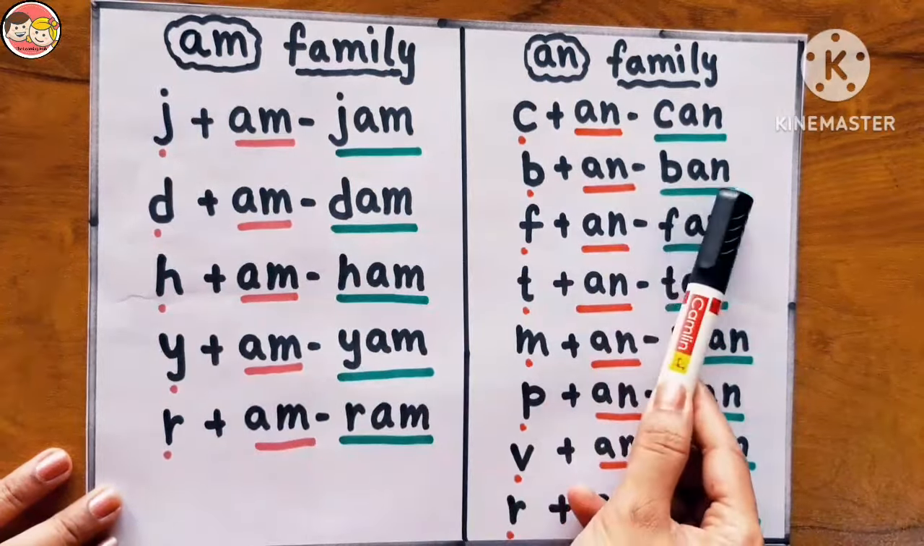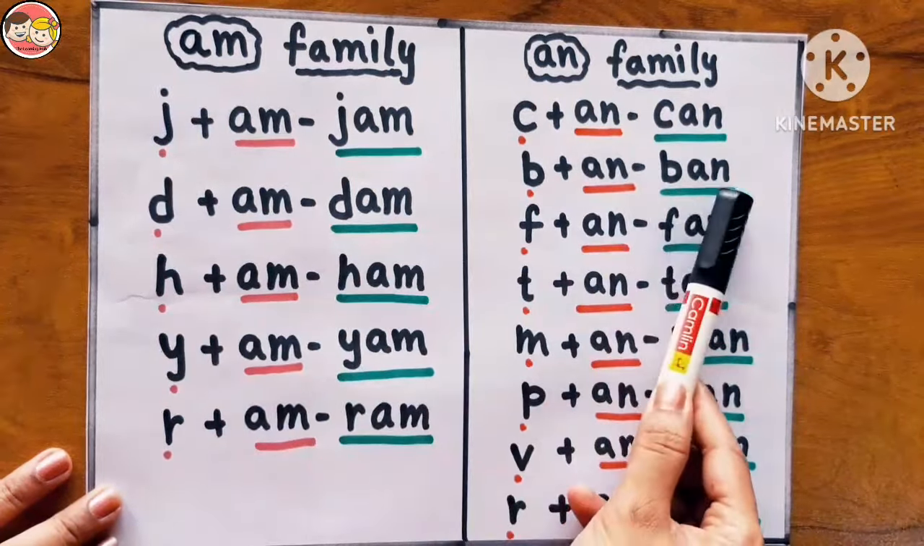Now let's recall one more time. B, ag, bag. R, ag, rag. S, ag, sag. W, ag, wag. T, ag, tag. G, ag, gag. L, ag, lag. So children, you can easily learn all these CVC blending words through rhymes, rhythm and action. Now let's move on to the ab family words.